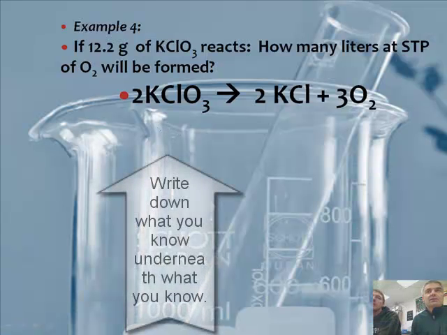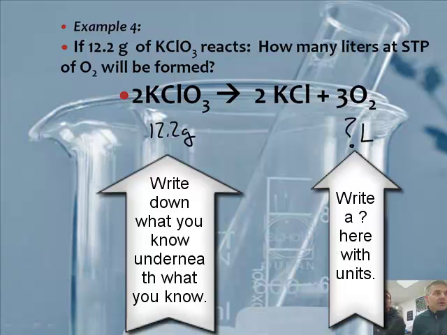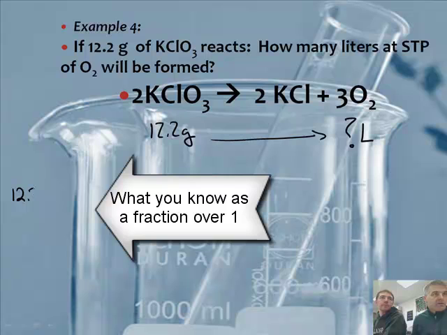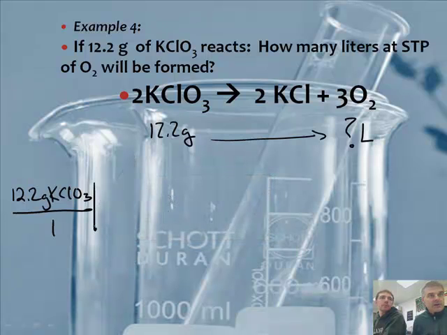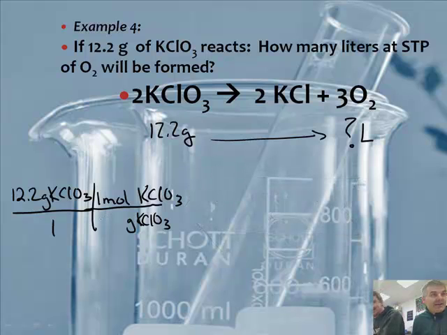So what we know is we have 12.2 grams of potassium chlorate. My question mark here is oxygen in liters. So we're going to convert from here to here. We start with our 12.2 grams of KClO3 over 1. Then we say grams of KClO3 to 1 mole. This is the molar mass, and by now we know that it's 122.5. So the grams of potassium chlorate cancel.